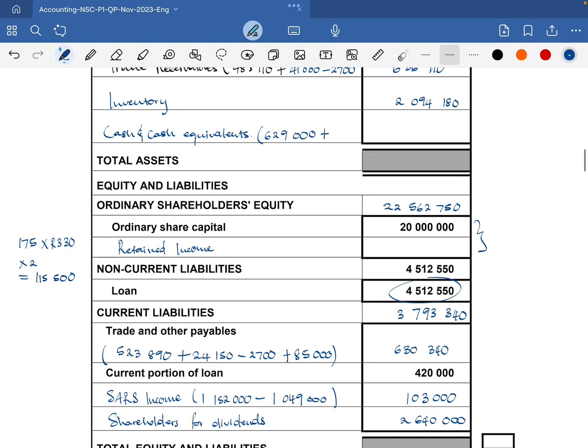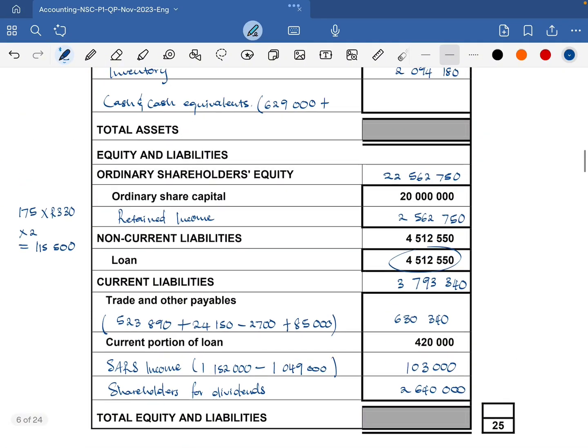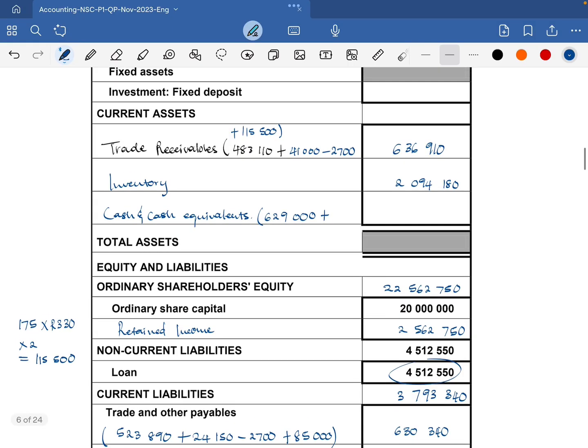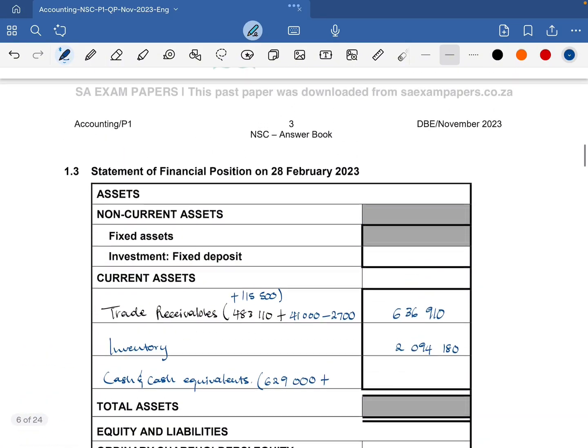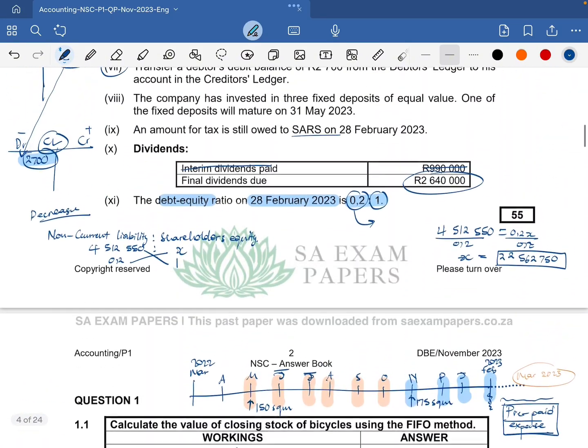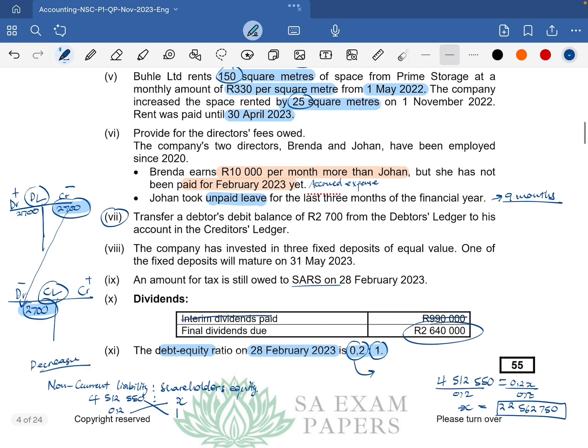We know that we add these two amounts to get this one. So in that case, we'll take this and subtract this to get that. Okay, so it's 22 minus 20. So it's basically 2,562,750. Okay, so we are then only left with our investment of the fixed deposit and the cash and cash equivalents.